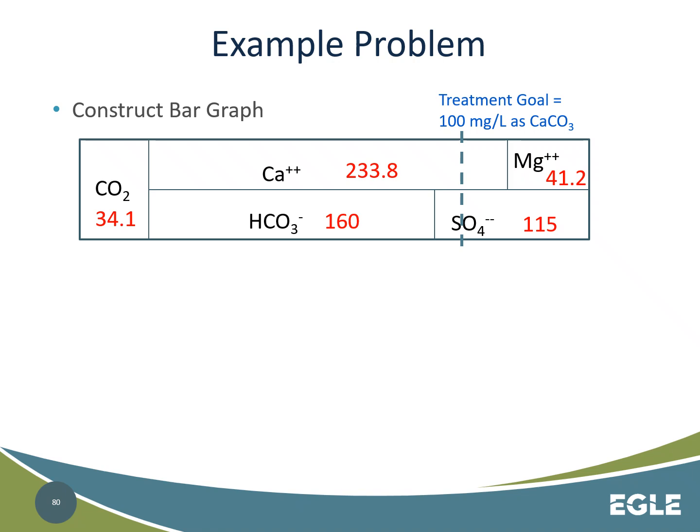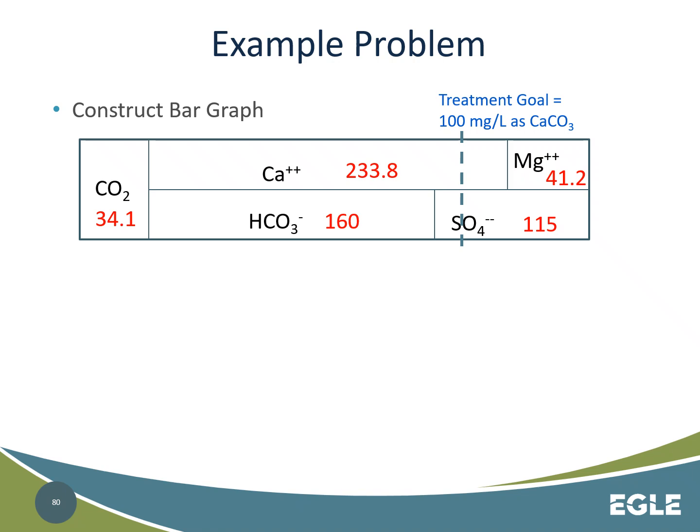In this example, calcium is larger than bicarbonate, so that box needs to be longer. This is important because it tells us which type of hardness we have and therefore which chemical we need to remove it. Once we draw the boxes to scale, now it is time to put the treatment goal on here.